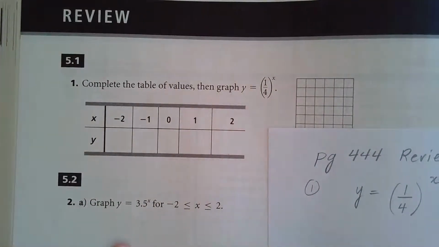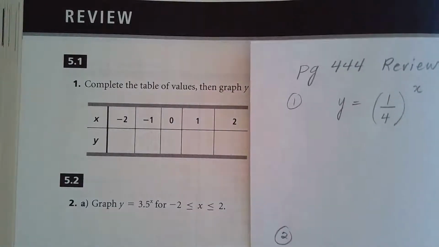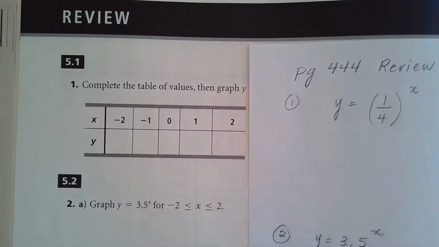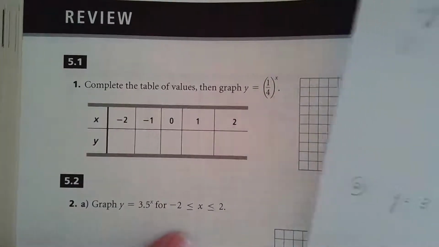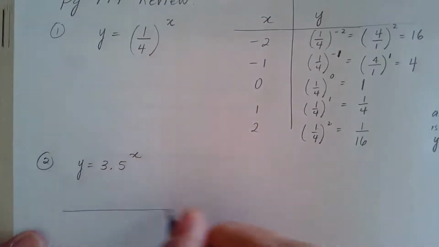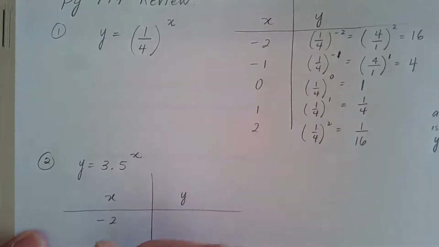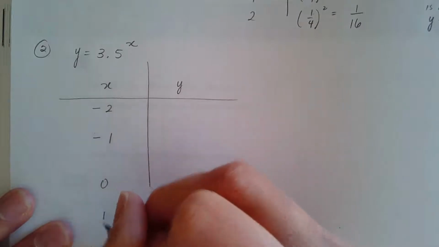Question number 2 says, graph y equals 3.5^x for -2 to +2. So what we're going to do is graph y equals 3.5^x, and they're telling us we're only going to graph it from -2 to +2. Okay, so let's just do that one. So -2, -1, 0, 1, and 2.